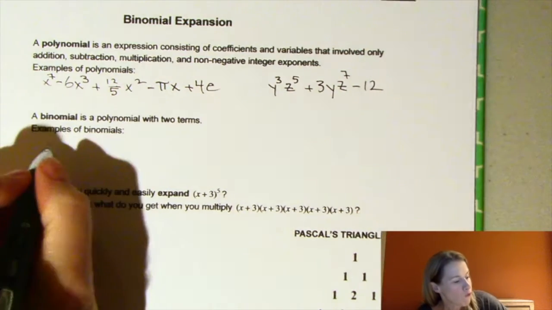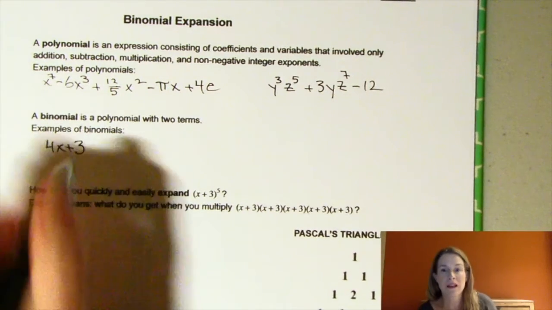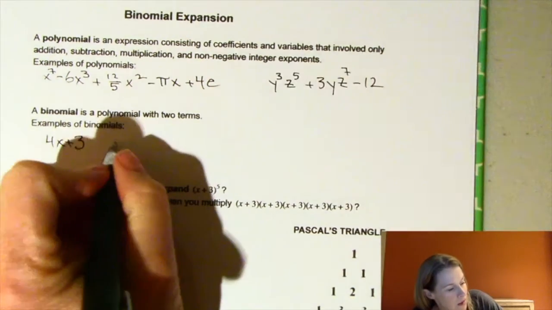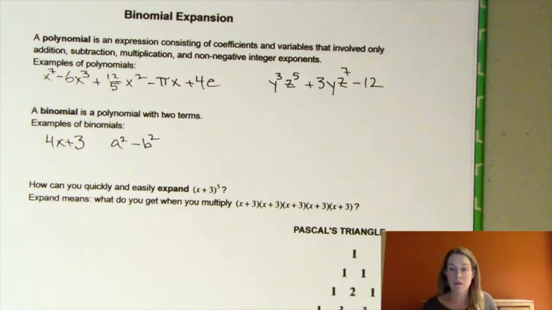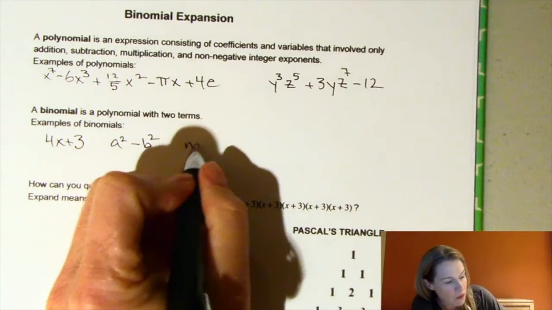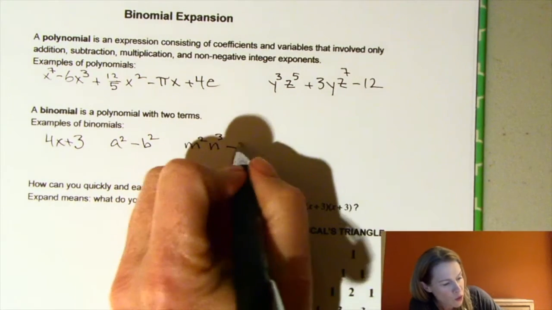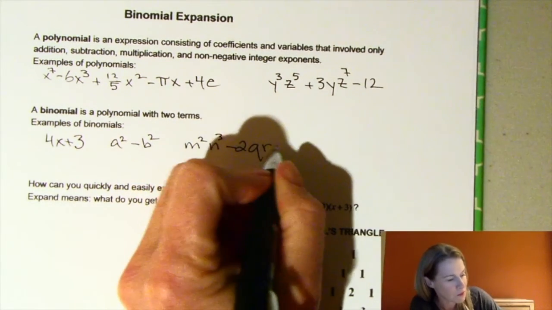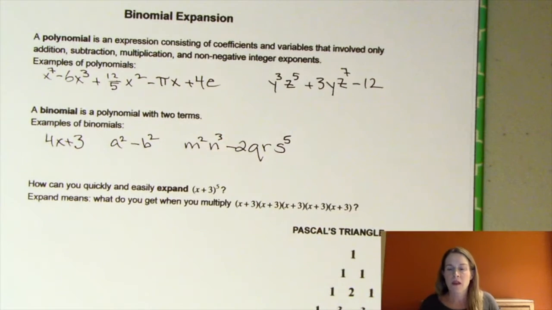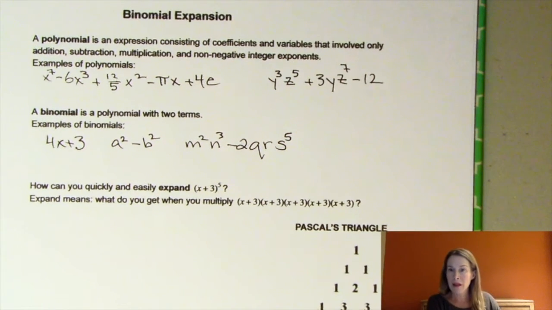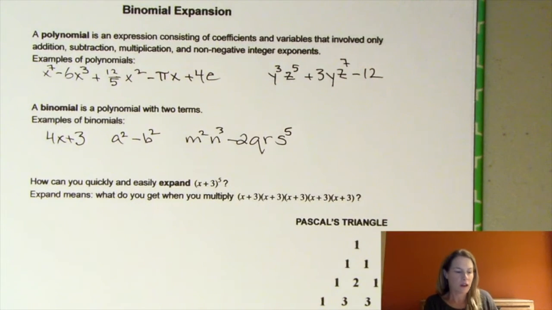For instance, 4x plus 3 is a binomial. A squared minus b squared is a binomial. M squared times n to the 3rd minus 2 times q times r times s to the 5th. That's also a binomial. So those are just examples of binomials. So we can use this binomial expansion method to multiply out binomials in a quick fashion.